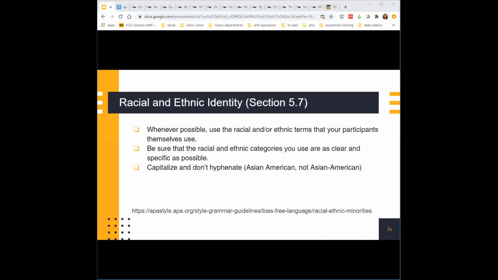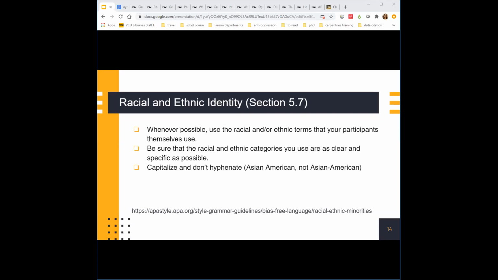All right, racial and ethnic identity is handled in section 5.7. So again, use terms that your participants use themselves. It's important to know the difference between race and ethnicity and not impose racial labels on ethnic groups. In very short, race is physical and socially constructed, and ethnicity is cultural. So an example is my race is white and my ethnicity is Latinx.